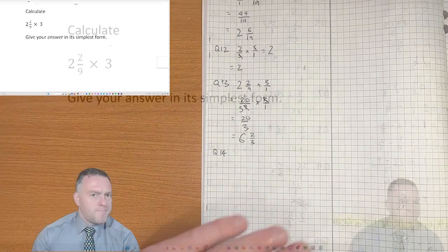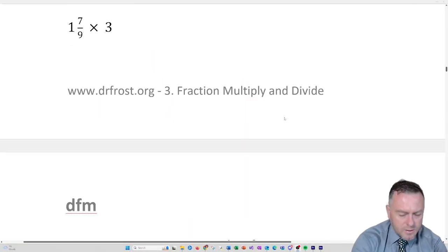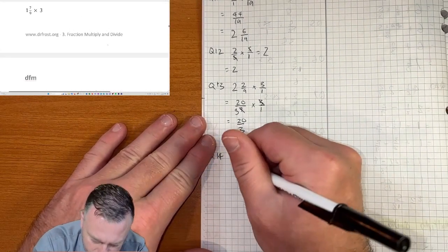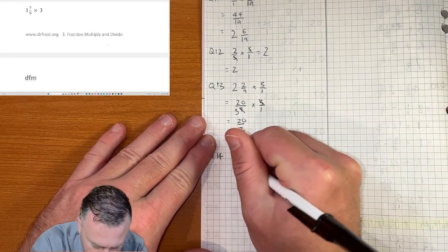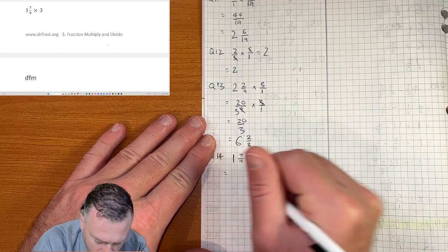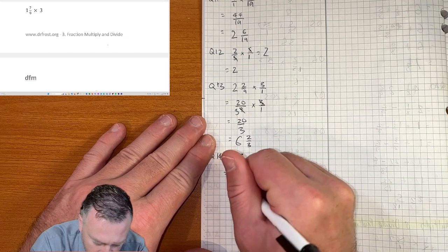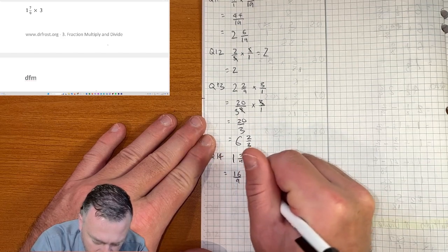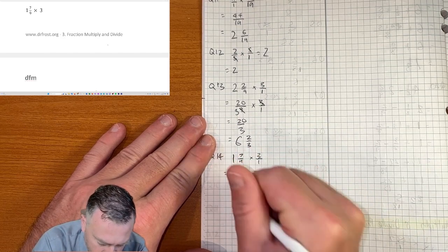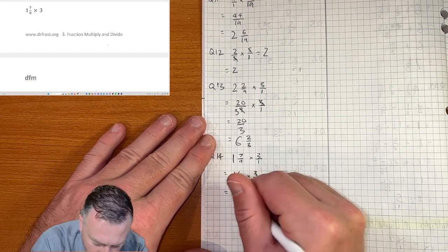Question 14. 1 7/9 times 3. 1 times 9 is 9, plus 7 gives you 16 on 9, times 3 on 1. Which then gives you 5 and 1/3.